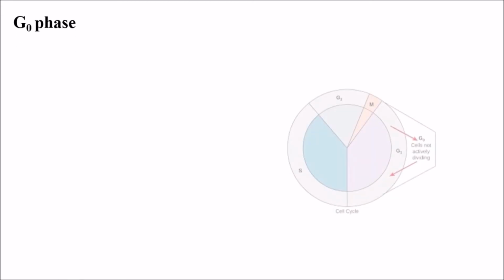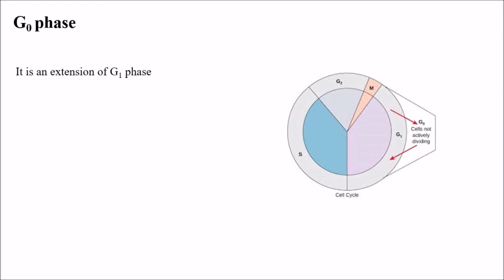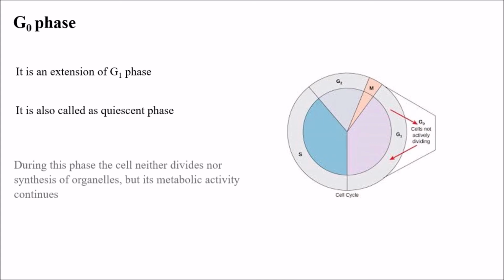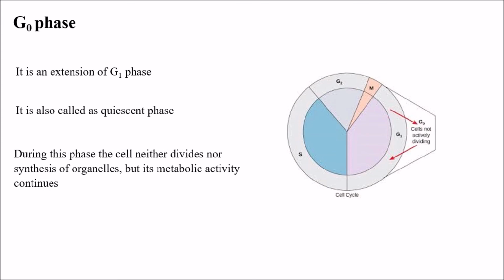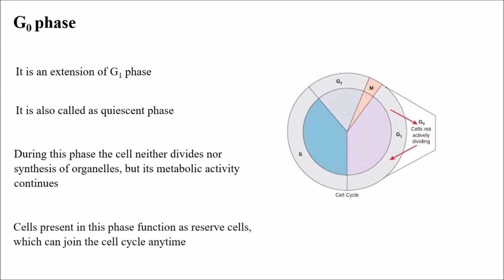G0 phase is also called an extension of the G1 phase, and this is also called the quiescent phase. So we will see what this is. In this phase, the cell neither divides nor synthesizes organelles, but its metabolic activity continues. So it is also called a dormant phase. Cells present in this phase function as reserve cells, which can join the cell cycle anytime. So this very prominent phase is also called the quiescent or dormant phase. In this phase, the cells neither divide nor synthesize organelles, but they are metabolically active.